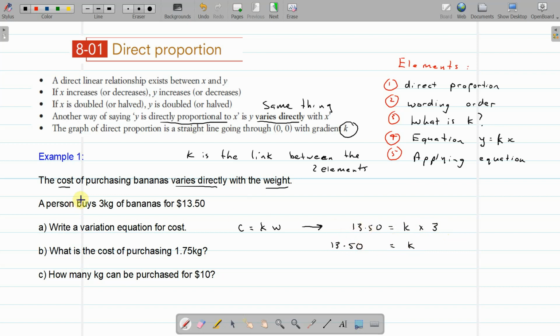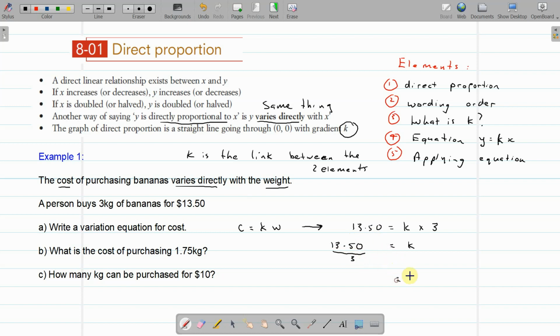So steps so far, just to go over: the order is cost first, weight second. Cost $13.50, weight 3 kilos. Cost first equals something times 3, that's our weight. Cost equals something times weight. To simplify that, we just divide by 3, because that'll give us how much per kilo. Divide by 3.